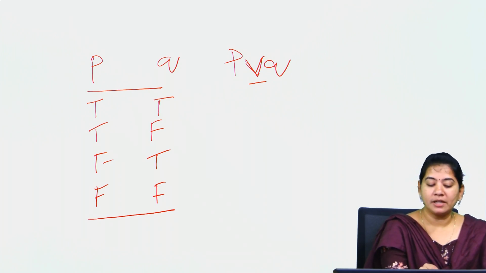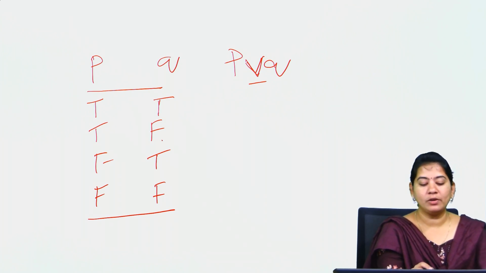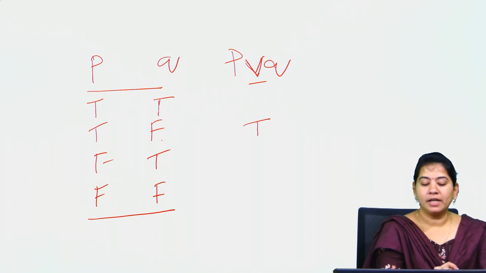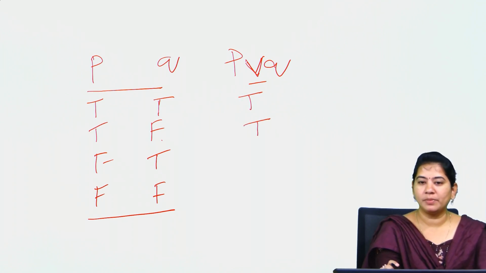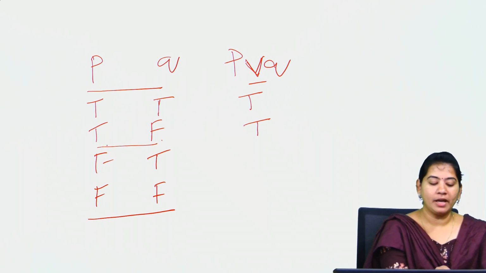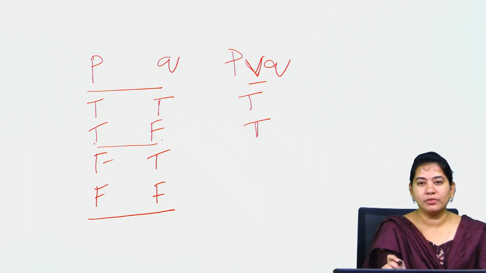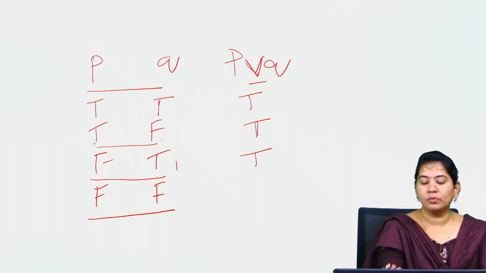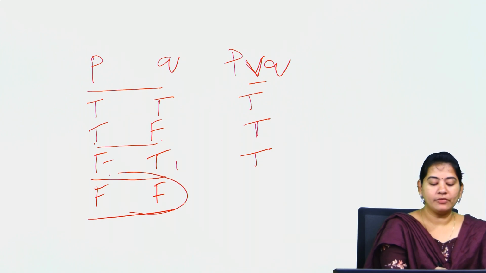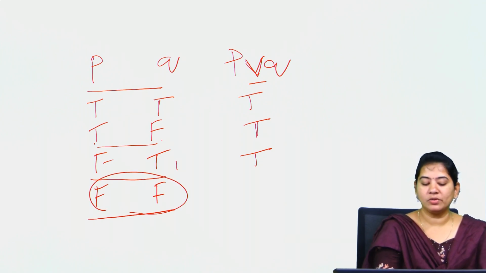Even if one statement is true, the resultant truth value will become true. So here, if we observe in the first row, both are true statements, the resultant truth value will become true. And in the second row, we have one true statement, the resultant truth value will become true. And in the third row, Q statement is true, the resulting truth value will become true. And in the last row, if you observe, both are false statements. So we'll not get a true statement, and here we'll get the false statement.